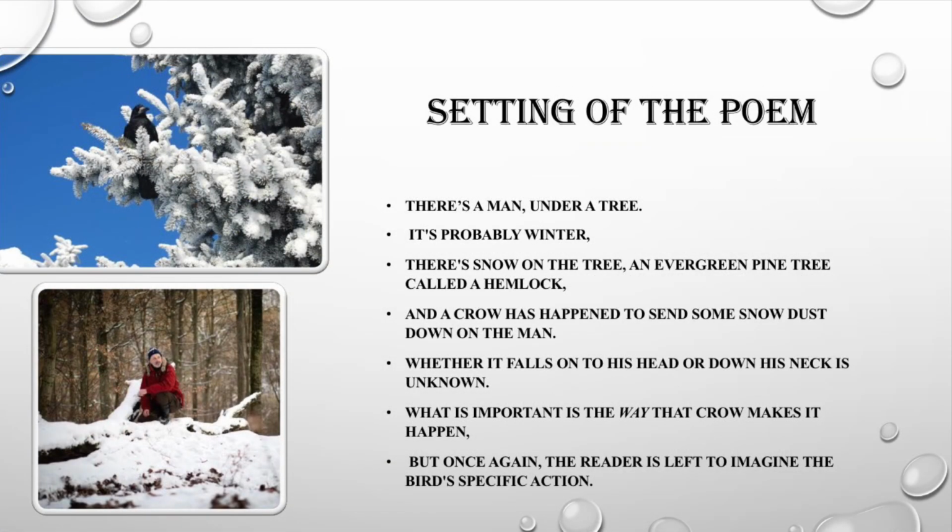Let's go through the setting of the poem. There's a man under a tree. It's probably winter. There's snow on the tree, an evergreen pine tree called a hemlock. Hemlock is basically a poisonous tree bearing white flowers. And a crow has happened to send some snow dust down the man.